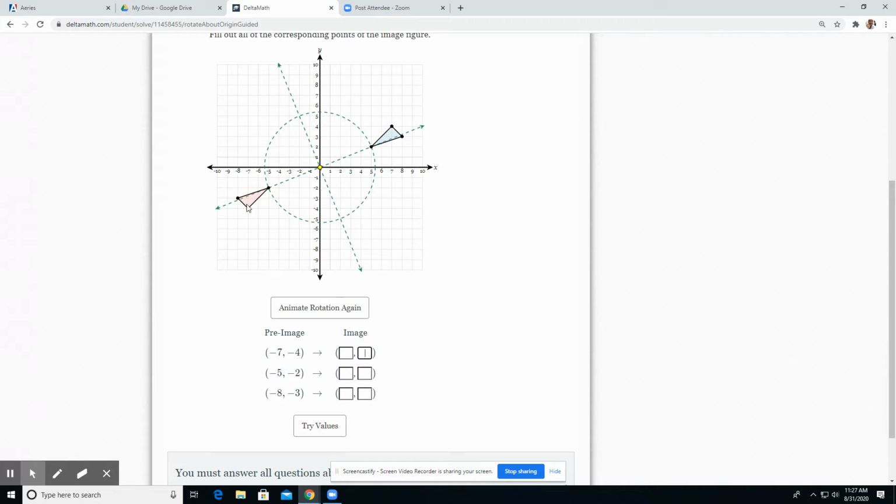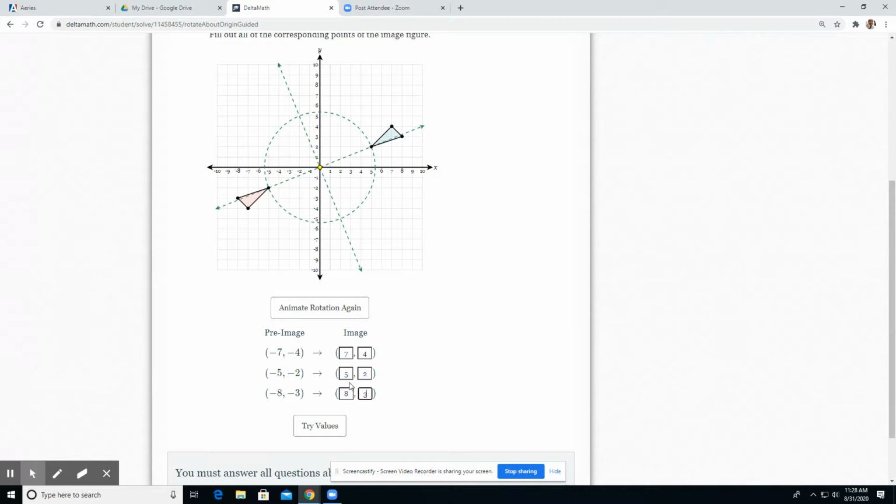Negative 7, negative 4 turns into this one right here. Positive 7, positive 4. Negative 5, negative 2. We just did that one. It landed right there at 5, 2. And negative 8 and negative 3. That's this point right here. We can follow it if we need to. It turns into 8, 3.